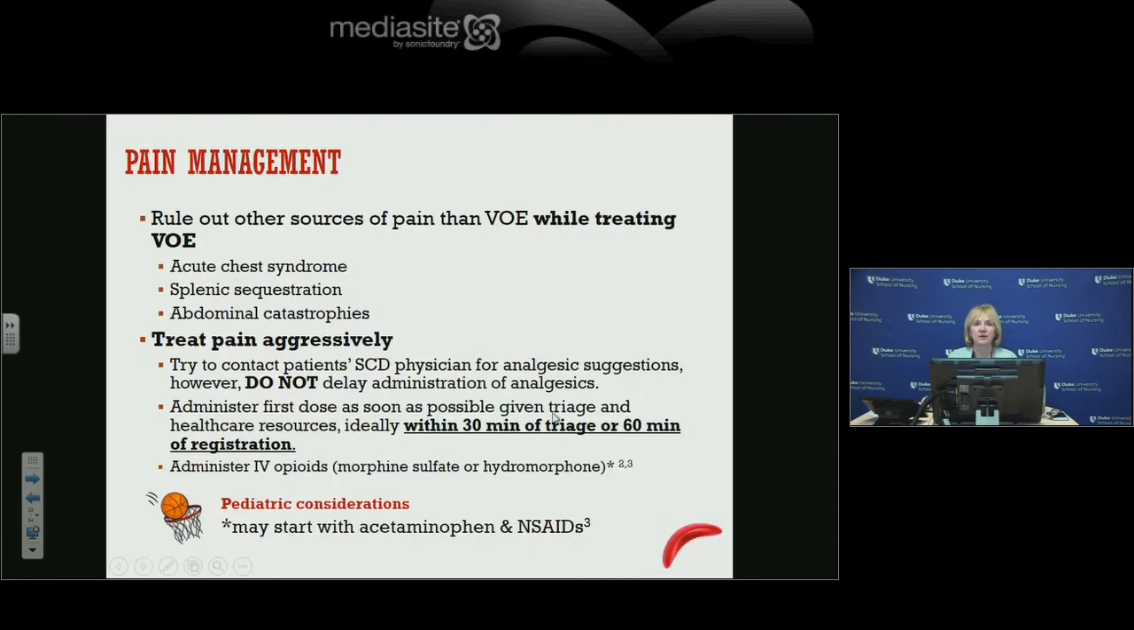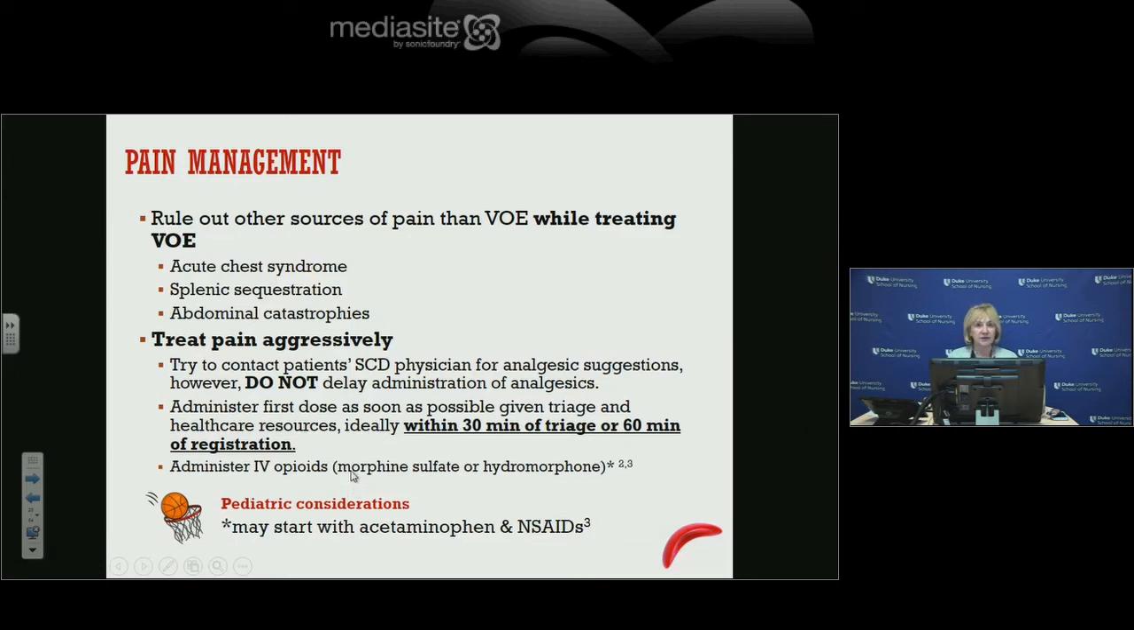So we've talked about other sources, and we do want to treat it very aggressively, so we don't want to delay. One of the recommendations is a door to first dose of 60 minutes from registration. And this is actually better than the previous recommendations, where the recommendation was door to first dose of 30 minutes.